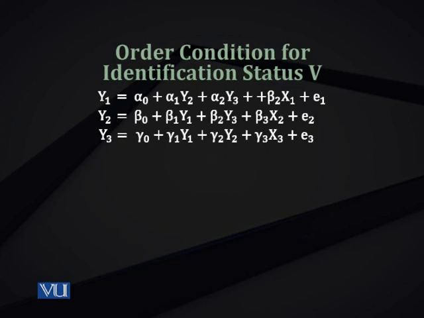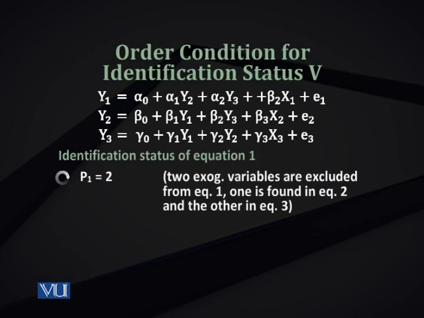This model was not solved earlier, so we are relying on the order condition to discuss the identification status of each equation separately. Let me tell you about equation 1 only, and the rest I leave to you. We have two parameters, P1 and P2. P1 is the number of exogenous variables excluded from equation 1. Let me repeat it: the number of exogenous variables excluded from equation 1. This means the number of exogenous variables that you find in the model, but you don't find in the equation.